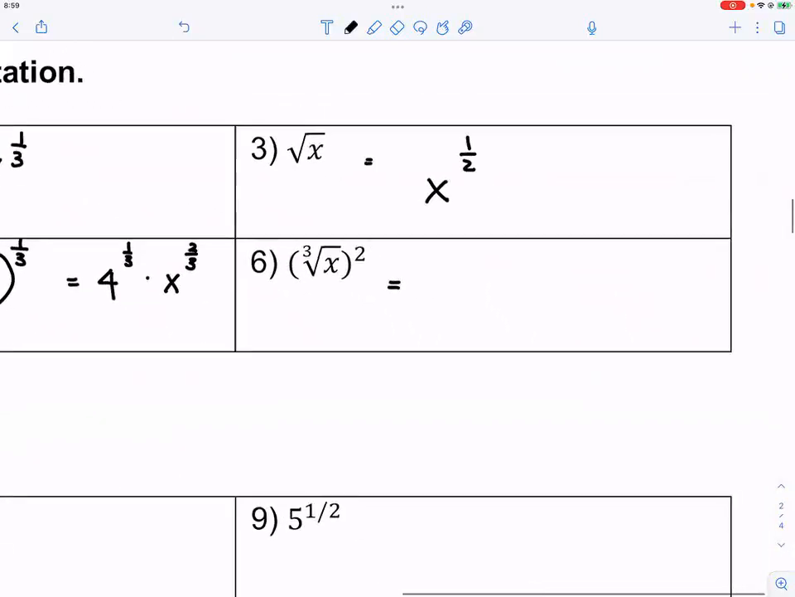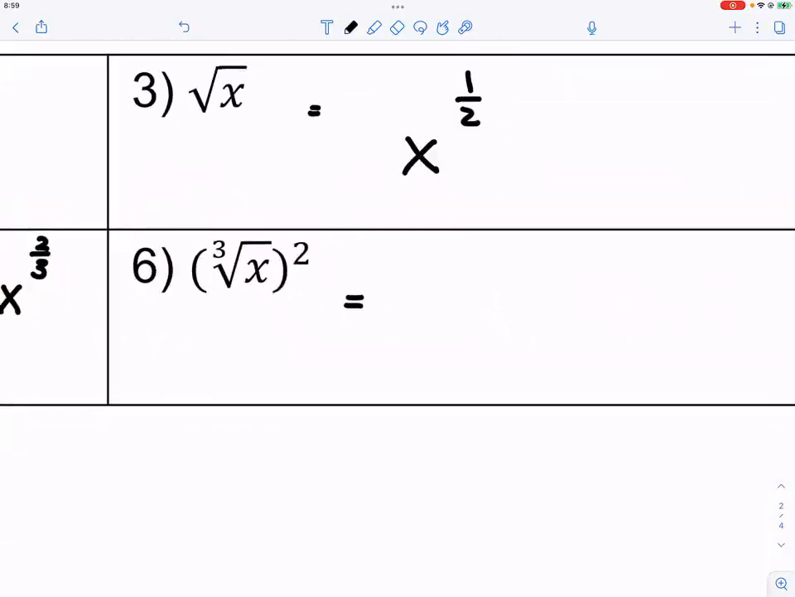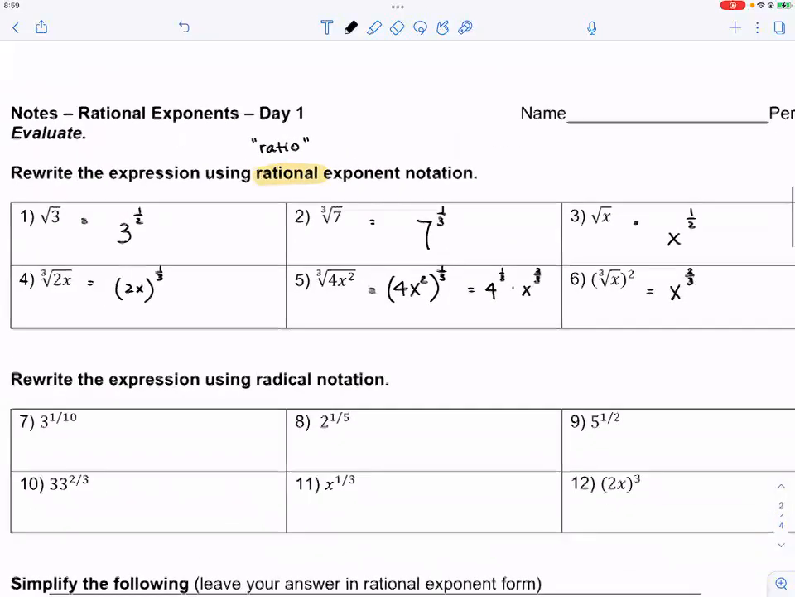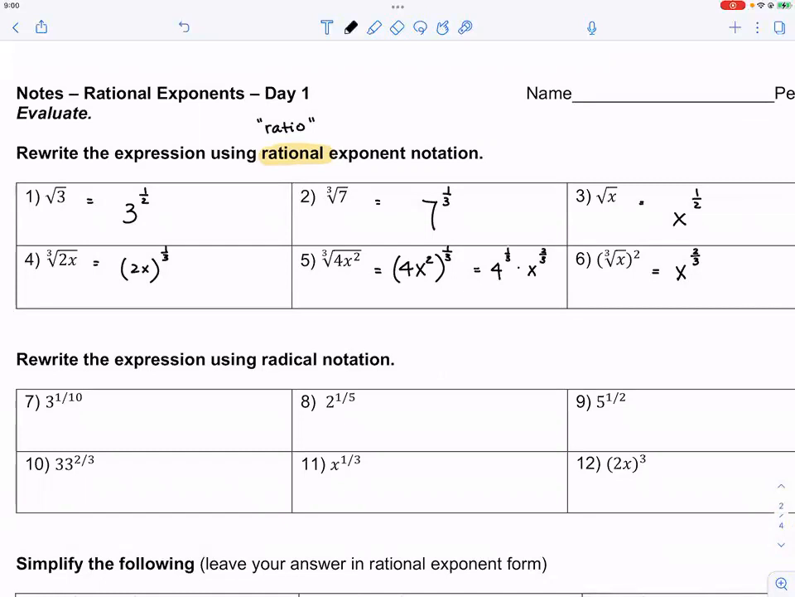And then for number 6, we have a root and we have a power. So that means we have something for both the numerator and the denominator. So this would be x to the 2/3 power. Okay. So that's just how we translate the roots to the exponent.